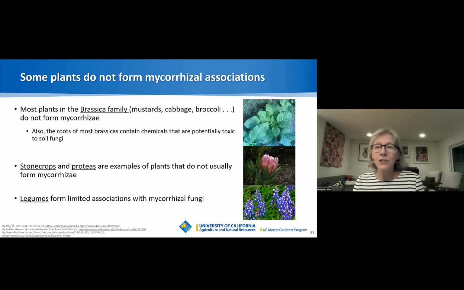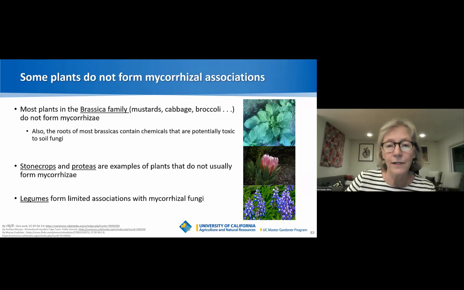There are plants that don't form these associations. Most plants in the brassica family, so that's mustards, cabbage, broccoli, do not form mycorrhizae. And in fact, the roots of brassicas contain chemicals that are potentially toxic to many soil fungi. And also stone crops and proteas are examples of plants that don't usually form mycorrhizal relationships, and legumes only form limited associations with mycorrhizal fungi, legumes such as beans, peas, and lupin.